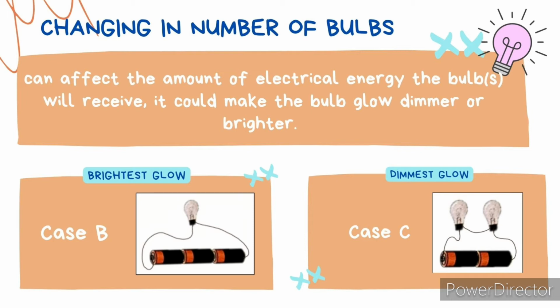3 batteries provided electrical energy for a single bulb in case B, while in case C, only 2 batteries provided electrical energy for the 2 light bulbs. That is how case B glows brighter than case C, and that is how changing the number of bulbs affects the amount of energy the batteries can give or the bulbs will receive.